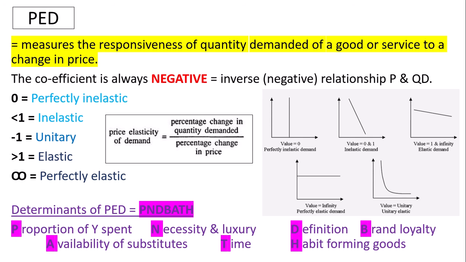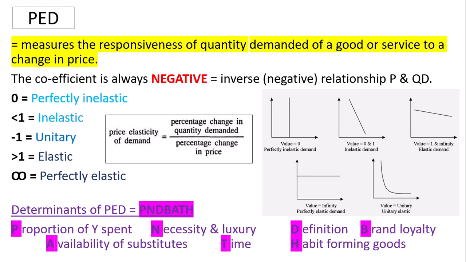Again, B stands for brand loyalty. This applies maybe to things like coffee or sweets, for example. So if people like a particular product, they will spend money on it no matter what happens to price. So if there's a strong brand loyalty with a product, the price will go up, people will still buy it. That makes it an inelastic product.